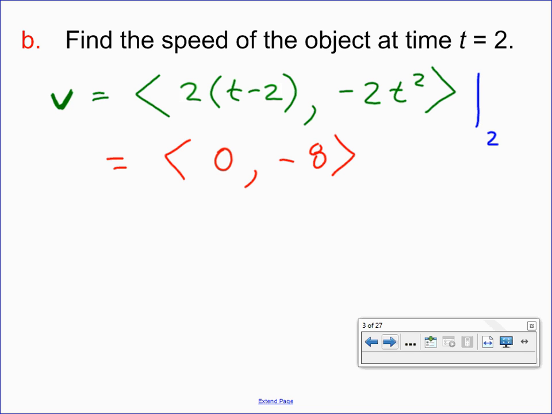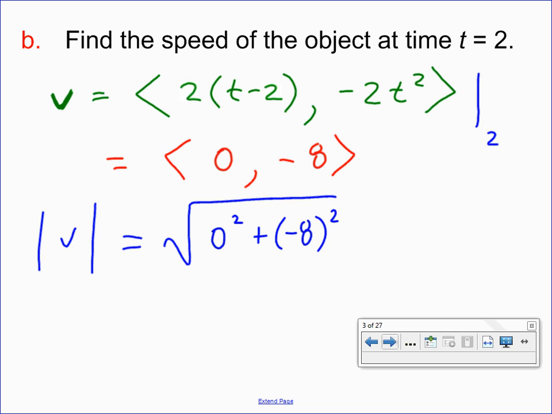And so all we need to do now to get the speed is to take the absolute value of velocity. So we know that in general, the absolute value of velocity is given by our good old Pythagorean theorem, where we square the horizontal component, square the vertical component, add the two together, and take the square root. So it looks like just 0 squared plus negative 8 squared. And so we're getting square root of 64, so I'm getting 8.